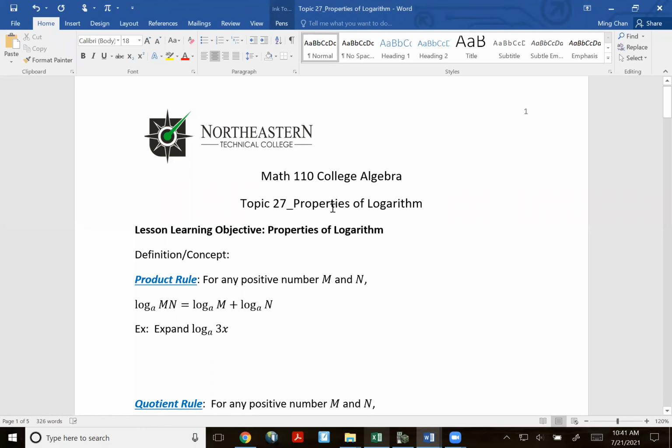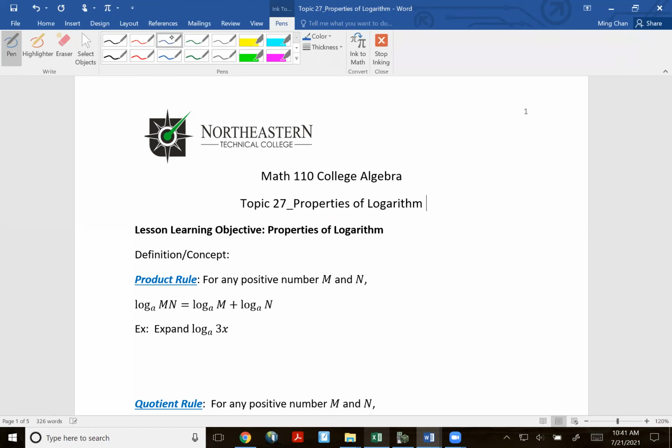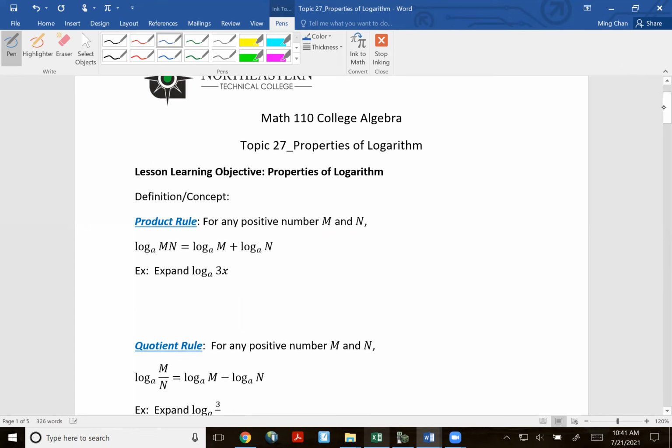All right, let's take a look at topic number 27, properties of logarithm. Some of these properties look very similar to some of the exponent properties, but they're still not quite the same. All right. So the first property of logarithm is something called the product rule. The product rule for logarithm says if you have a logarithm with a base a of m times n.